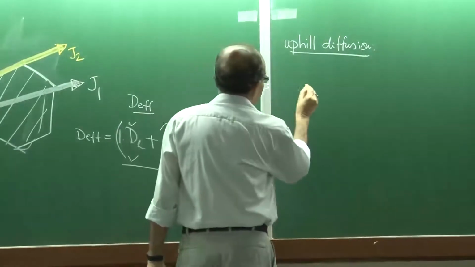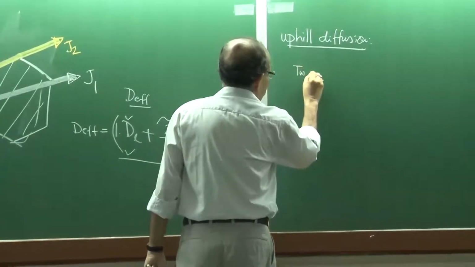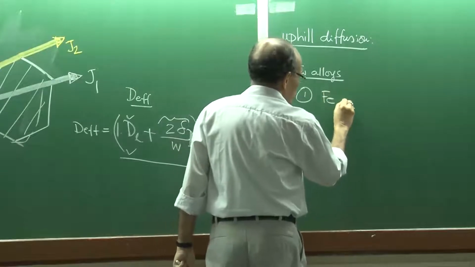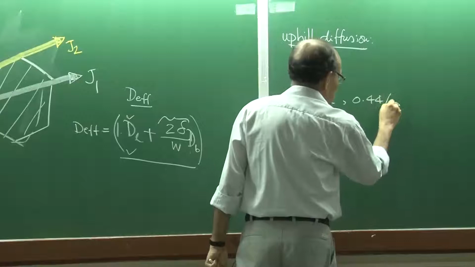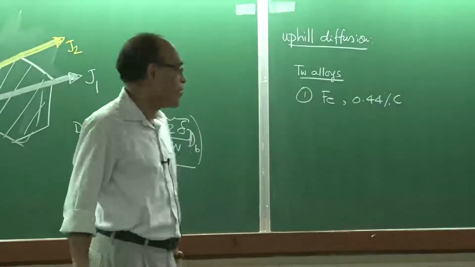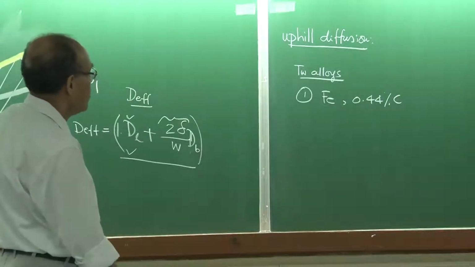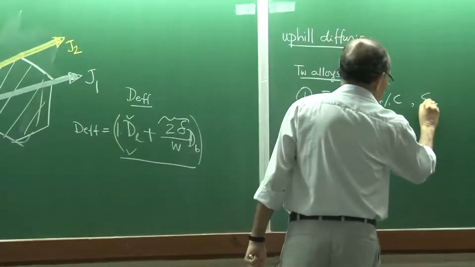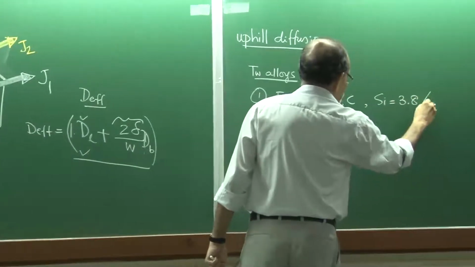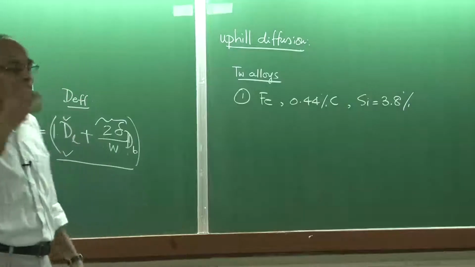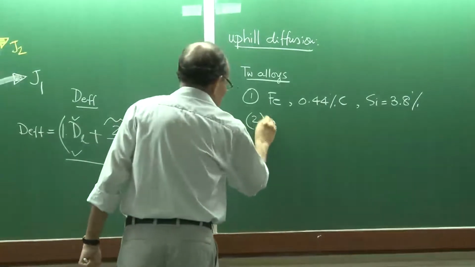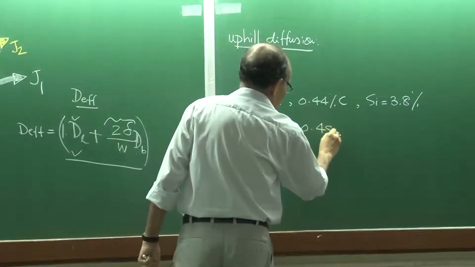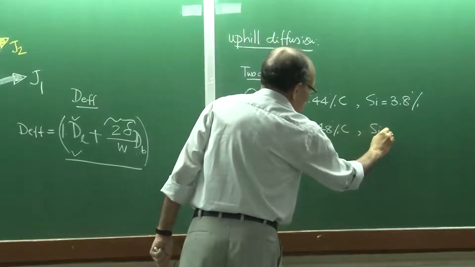Let us consider two alloys of iron. One is Fe containing 0.44% carbon, and this is the famous experiment of Darken, I think close to 60 or 70 years back, and this contains a silicon content of about 3.8%. This percentage means essentially weight percent. And the other is Fe containing 0.48% carbon with no silicon at all.